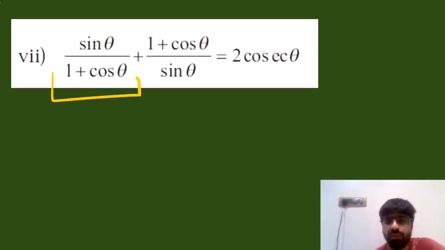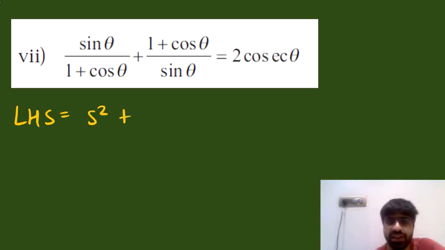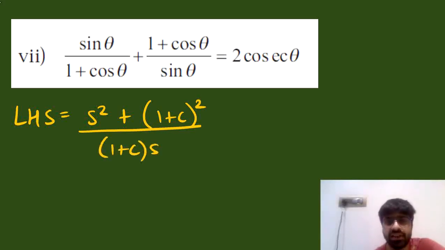Sin theta upon 1 plus cos theta plus cos theta upon sin theta is 2 cosec theta. Simply add up the two fractions on the left. That will give you sin square theta plus (1 plus cos theta) the whole square, divided by (1 plus cos theta) into sin theta. Let's expand that (1 plus cos theta) the whole square. That would be 1 plus 2 cos theta plus cos square theta.